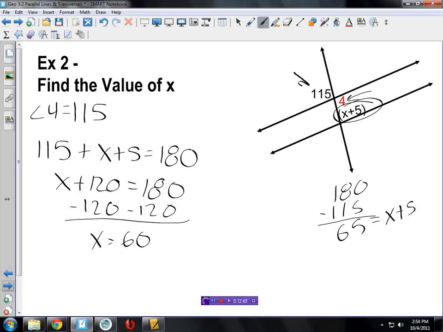Is 115 a big or a small? Yeah, bigs are going to be anything bigger than 90, which is obtuse. Is that one a big or a small? So I know I could just add those two together and get 180 and solve from there, right? Which would start us off at that step.